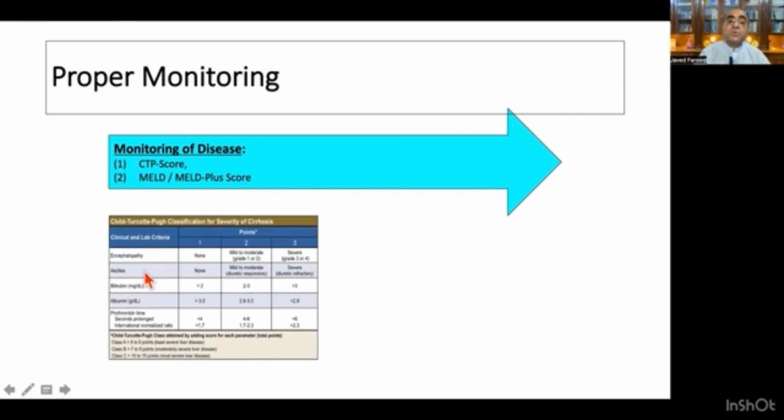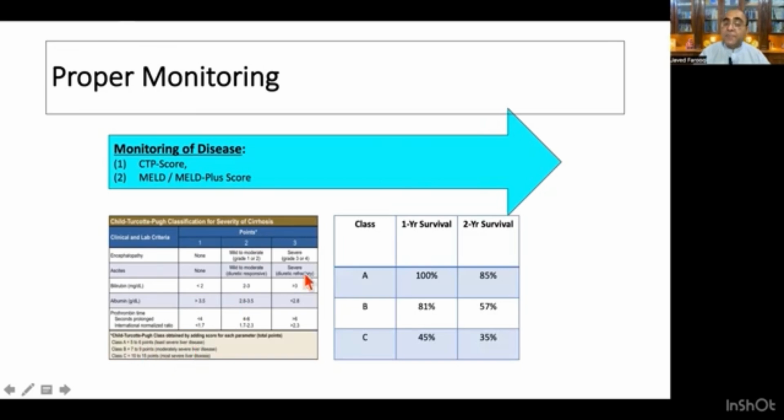The CTP score uses findings like encephalopathy, ascites, bilirubin, albumin and PT, and we divide patients into Child class A, B, C. Child class A is the best one. Child class C is the worst condition. If the patient is in Child class A, survival is good, 100% at 1 year and 85% at 2 years, compared to Child class C, when survival is reduced to 45% at 1 year and 35% at 2 years. It means we lose most of our patients if they are in Child class C.